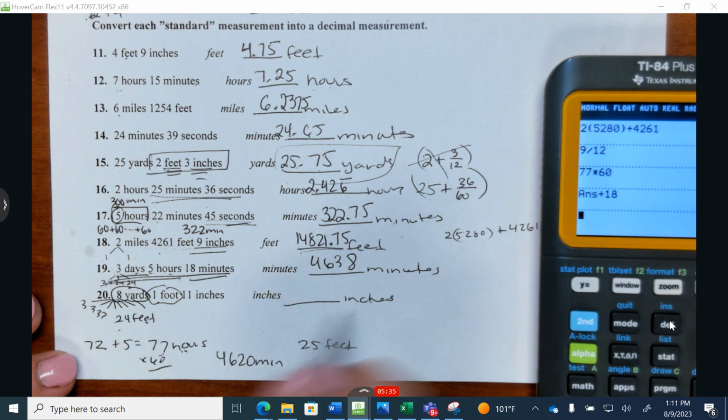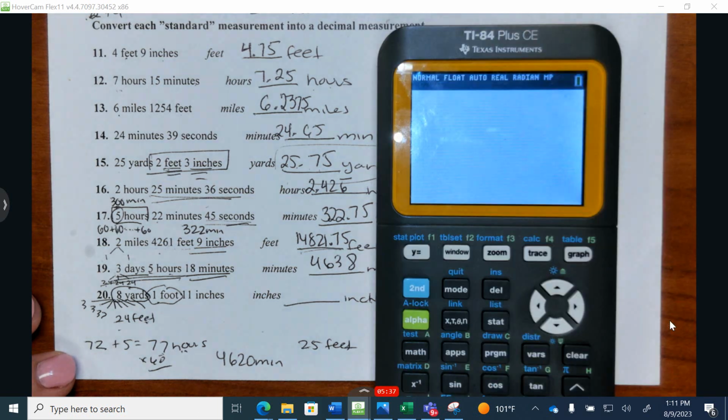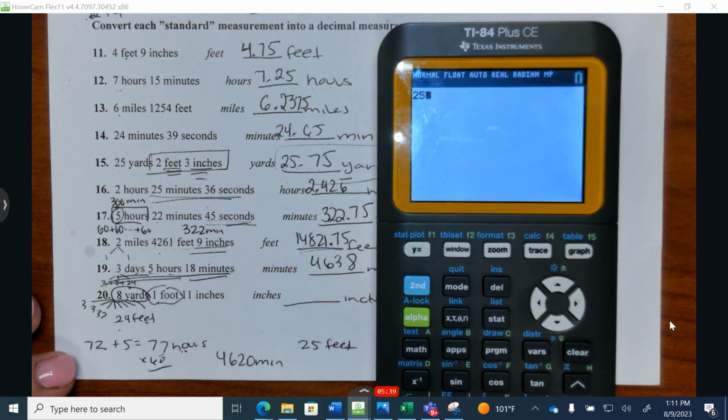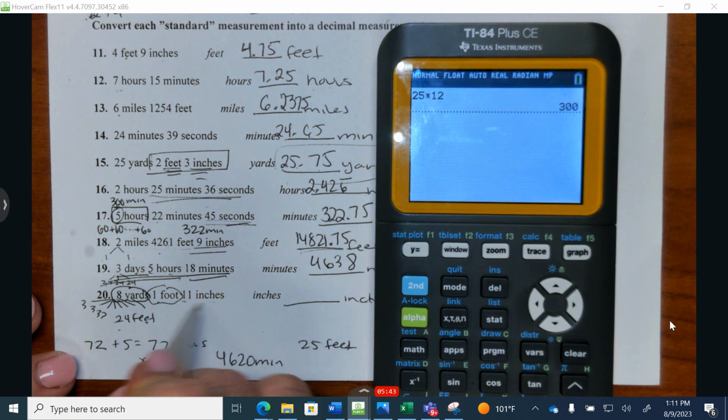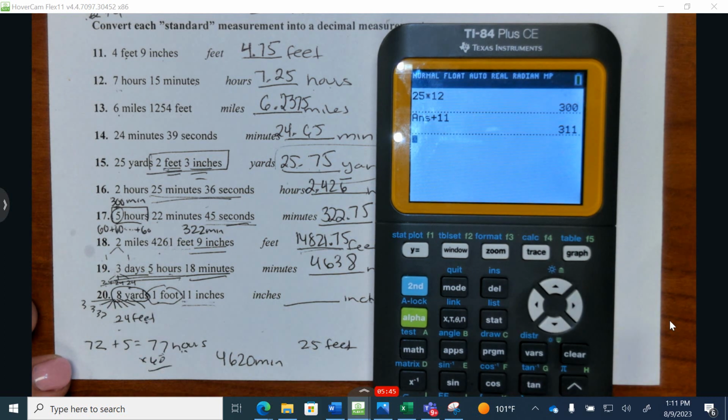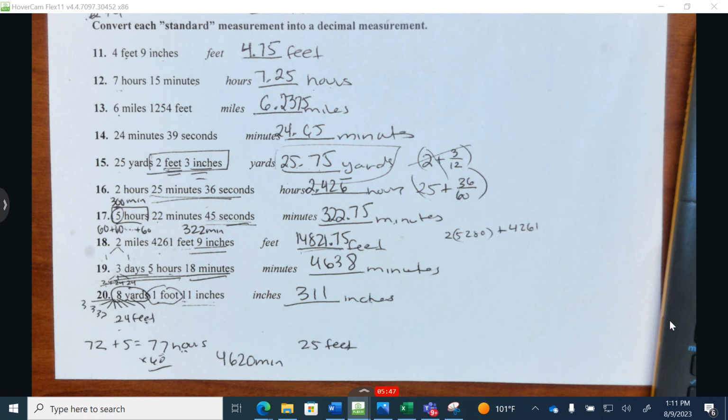But I don't want feet, I want inches. Well, every one of these feet has 12 inches. So I'm at 300 inches. Don't forget the last remaining 11 gives us 311 inches.